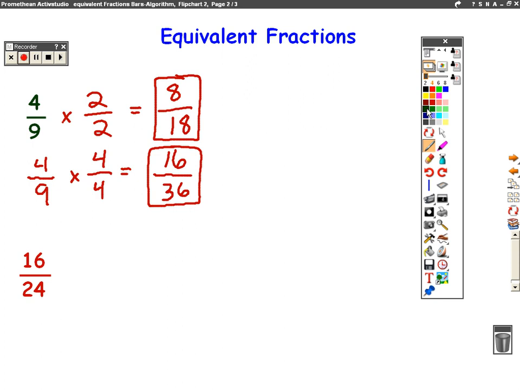Okay, on the reverse, you can also divide both the numerator and denominator by the same number. So I need to find a factor that both 16 and 24 share. So I'm going to divide 16 by 2. I'm going to divide 24 by 2, because I know both of those work, since 16 and 24 are even. 16 divided by 2 is 8. 24 divided by 2 is 12. So I know that 8/12 is equivalent to 16/24. Do the same to the bottom as the top.